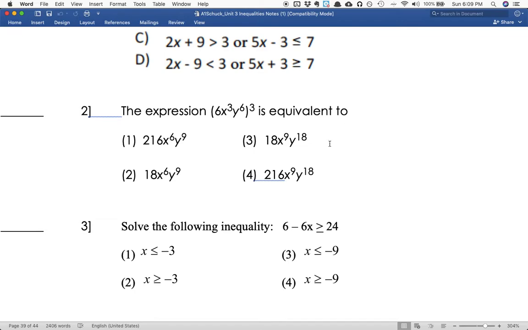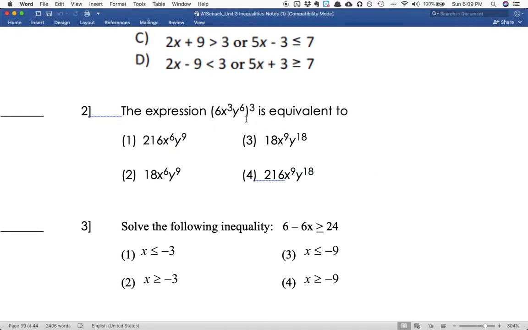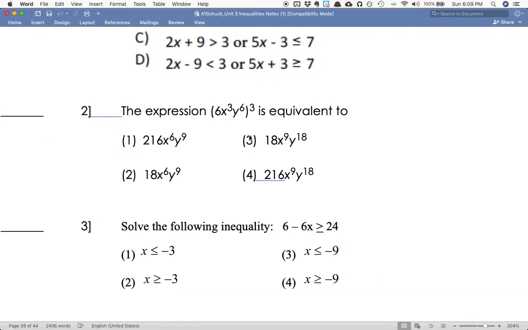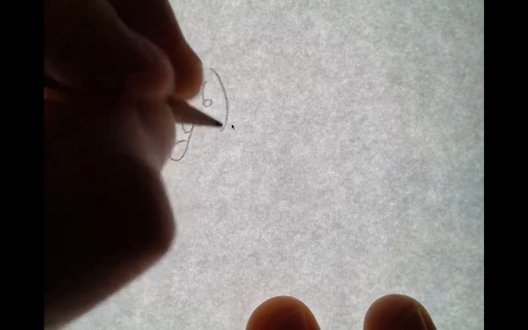There are some tricks you can do, but what you really have to do is just copy it down, and I like repeating it 3 times. That's what I like to do when I see that exponent on the outside. So I'm going to move my paper up and rewrite this: 6x cubed, y to the sixth, all to the power of 3.